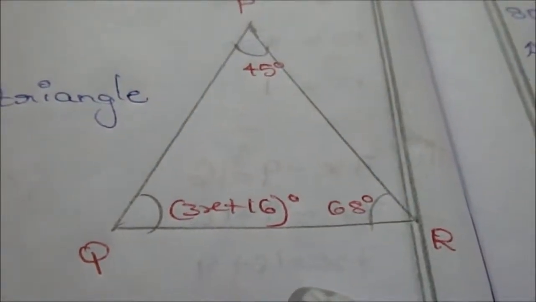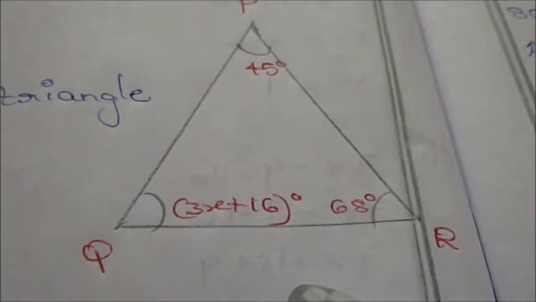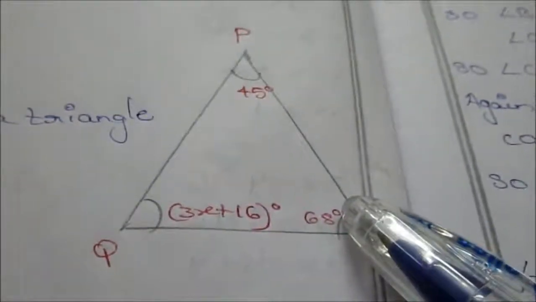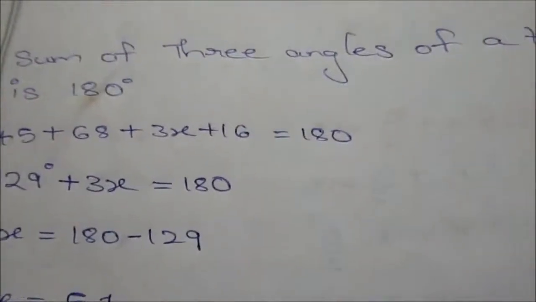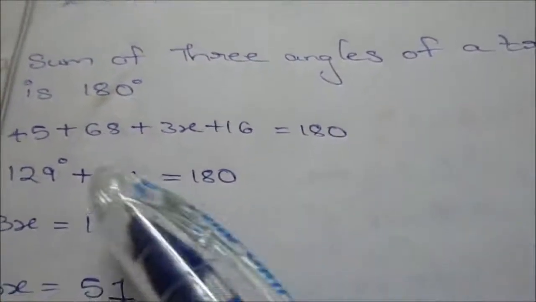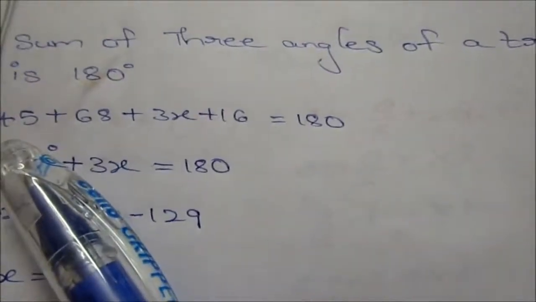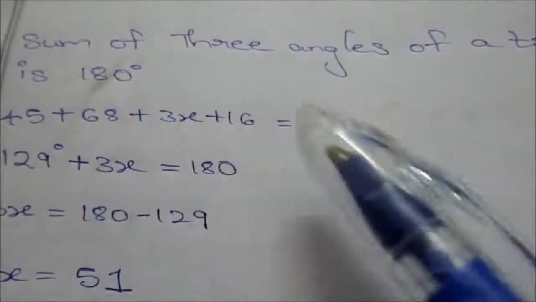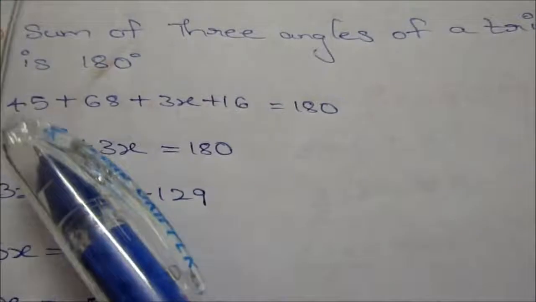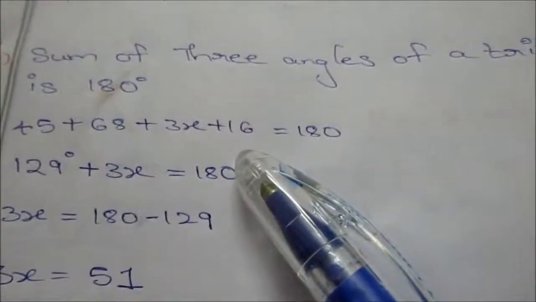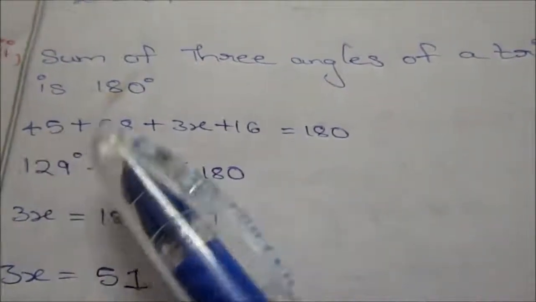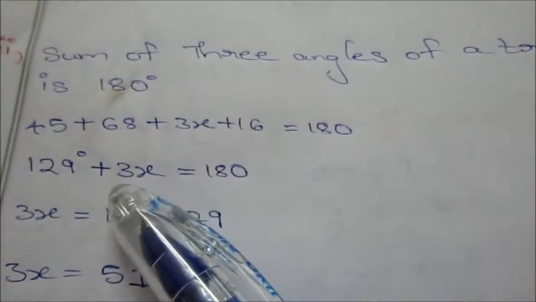So here we use another formula. The sum of the interior angles of a triangle is 180 degrees. The sum of all these three angles in a triangle is 180 degrees. So we have to add those three angles. One angle is 45 degrees, another is 68 degrees, and the third is 3x plus 16 degrees, equal to 180 degrees. 45 plus 68 plus 16 equals 129, plus 3x. We added all three constant values plus 3x equal to 180.